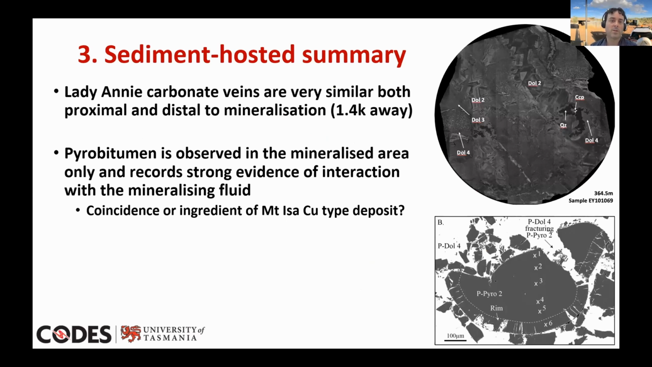As a quick summary, the Lady Annie veins are similar proximal and distal to mineralization. You can visually and chemically see similar profiles for mineralization dolomites. The main difference, like I said, is the presence of pyrobitumen and chalcopyrite at the deposits. And we see pyrobitumen interacting with potentially copper-bearing brines that brought copper, iron, and sulfur. Is this a coincidence, or is it part of an ingredient that potentially formed the Lady Annie deposit or other sediment-hosted copper deposits?